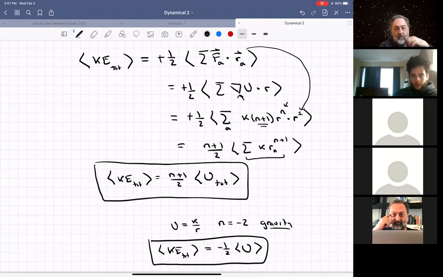But the line above it is true for any central force where the force is K times R to the n plus 1. Is this how astrophysicists look at, for example, a really known cluster like Abell 2029? Yeah. So people would have done a virial mass from that.